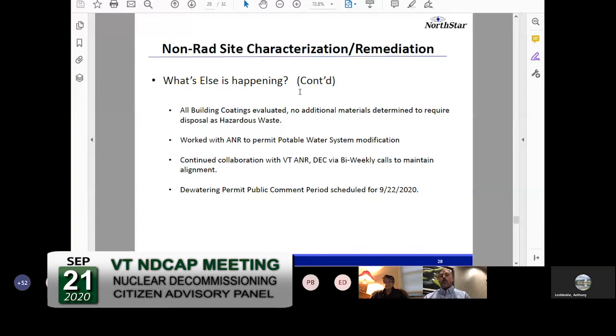We continue to collaborate with the Vermont ANR and the DEC on our bi-weekly calls. We had one today. And the dewatering permit will be in public comment at a meeting tomorrow.